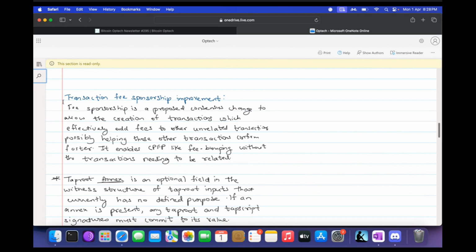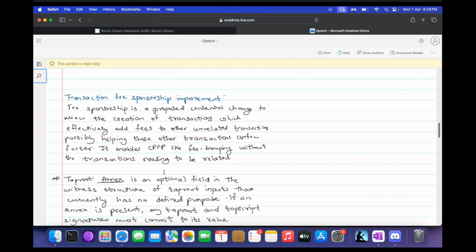I'll first briefly go through what transaction fee sponsorship is. Fee sponsorship is a proposed consensus change to allow the creation of transactions which effectively add fees to other unrelated transactions. This is important to emphasize: unrelated transactions, possibly helping those other transactions confirm faster. It enables CPFP-like fee bumping without the transactions needing to be related. The transactions need not be a child and a parent transaction. They are completely independent. Despite that, one transaction can bump the fee of the other transaction. Now, how does this happen?